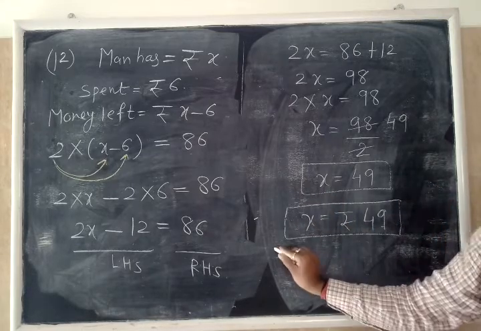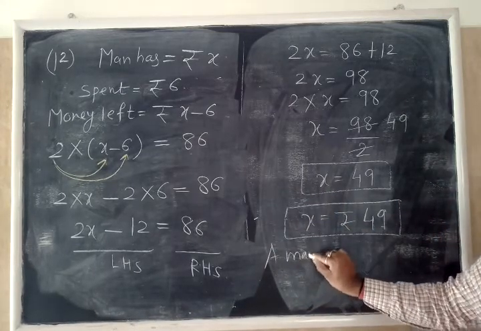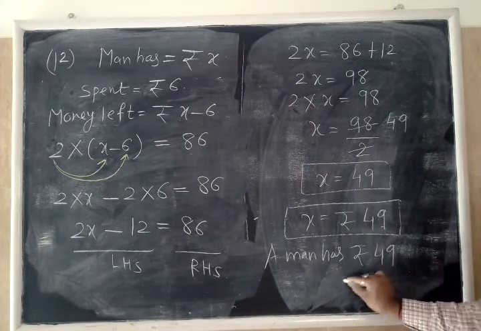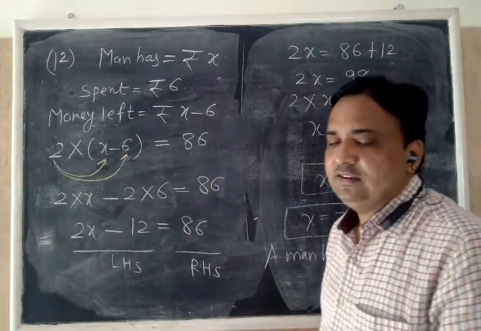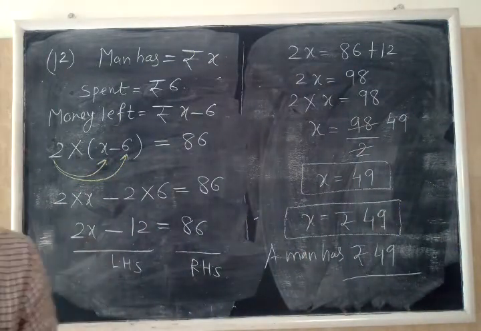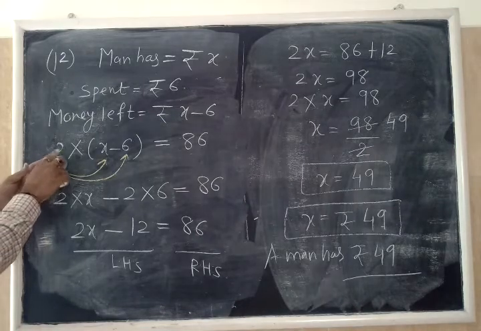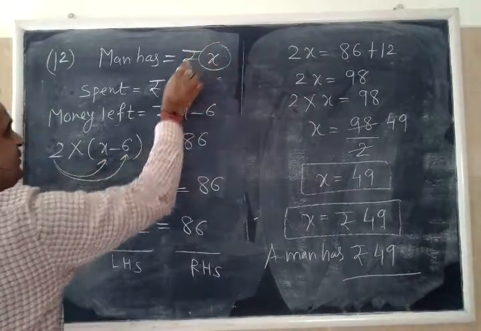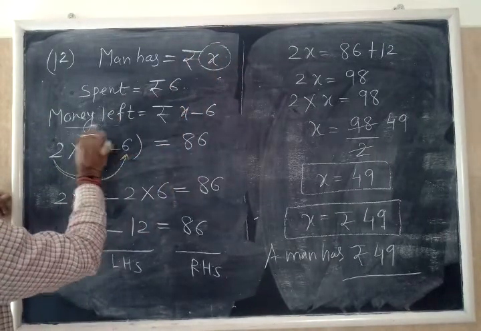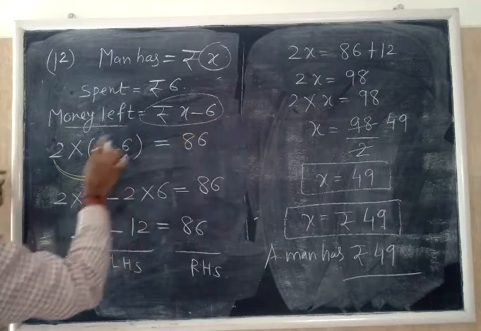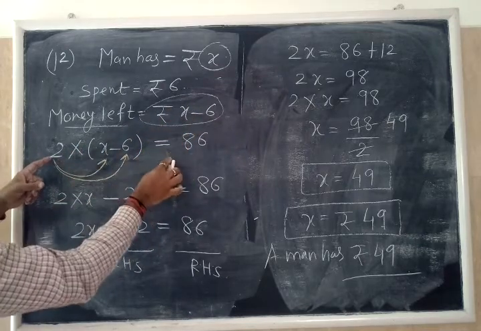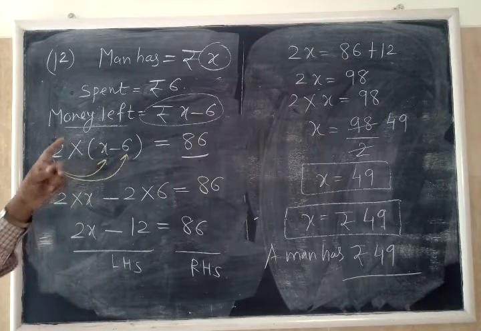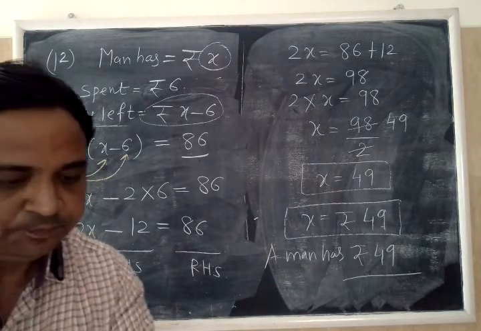A man has rupees 49. So twice of the money left. Total he has x rupees. He spent 6 rupees. So how much money is left? X minus 6. So twice of this x minus 6 is nothing but 86, given. Outside, we have to multiply each term of the bracket.